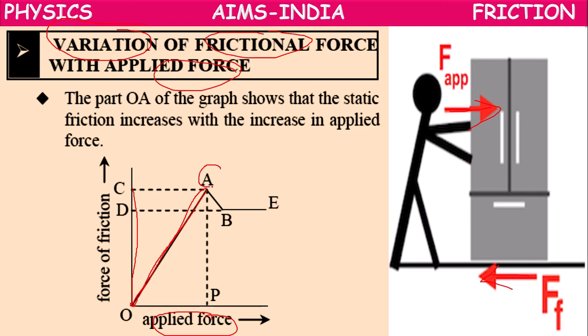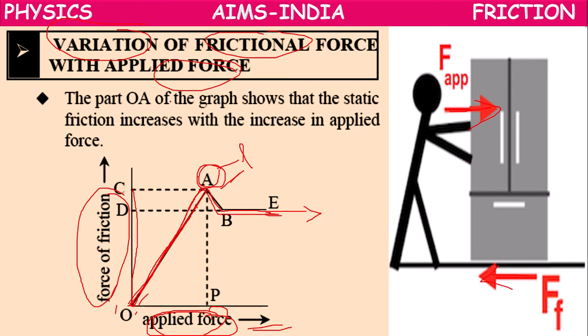Suppose at point A it is ready to move. That is the limiting friction, or maximum static frictional force. Up to that moment, as we go on increasing the force, the force of friction also goes on increasing. When it is ready to move, if we increase the force a little more, the frictional force will come down. After some time it starts moving and the frictional force will be constant. Means the OA part, AB part, BE part.